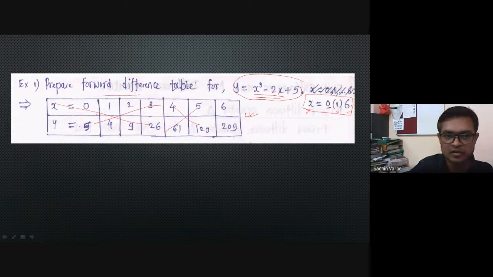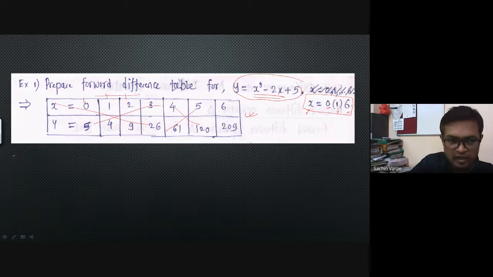That means what? x equal to 0. Then 0 plus 1 will be x1. Then 1 plus 1 will be x2. Then this plus 1 will be x3. Then this plus 1 will be x4 and so on. Are you getting my point?